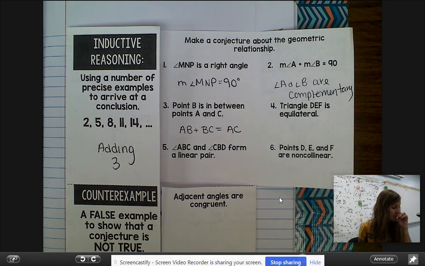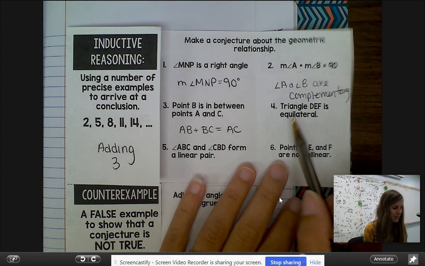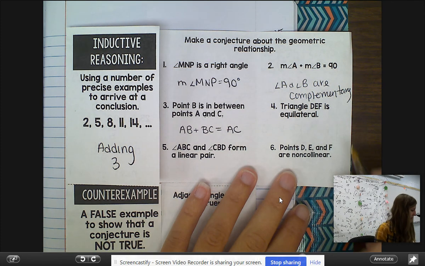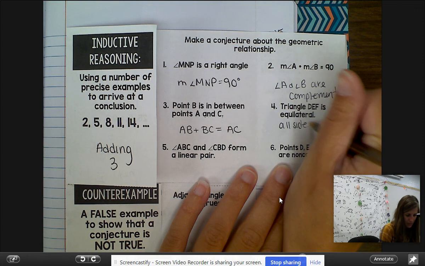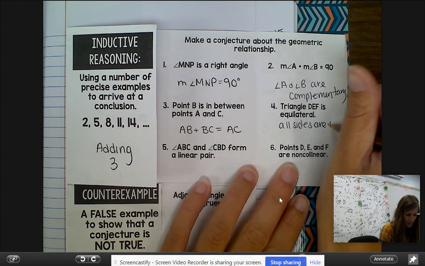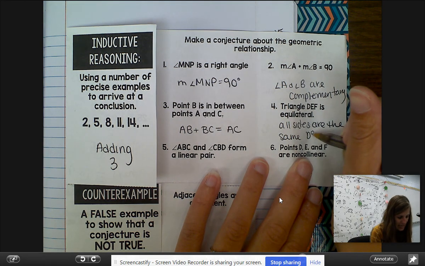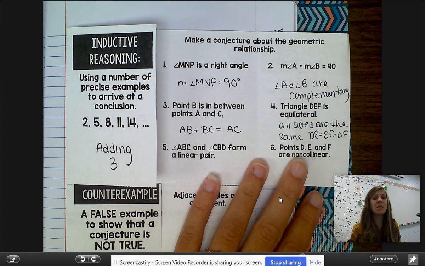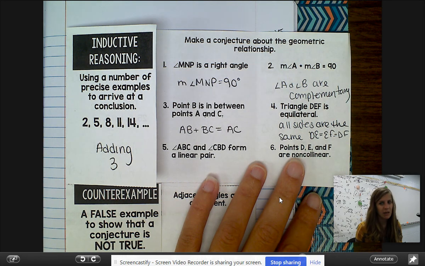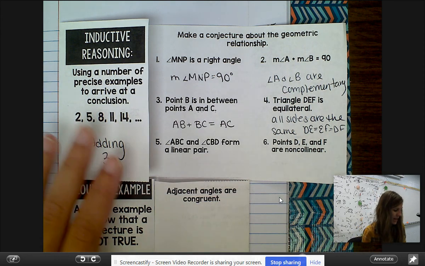Okay. Number 4, triangle DEF is equilateral. Well, in that case, we have to understand the definition of equilateral, so hopefully you do. But if triangle DEF is equilateral, then we could say all sides are the same. Or if you wanted to be really fancy about it, you could even write it out as an equation, like DE equals EF, which equals DF. And you might know something else about if you're equilateral. So there could be another thing you could say here, but that's the most obvious. So that's all for now.